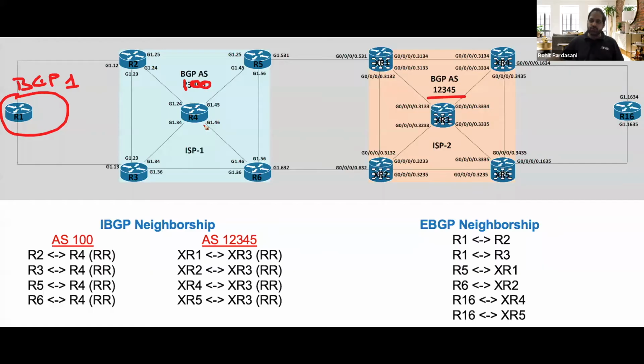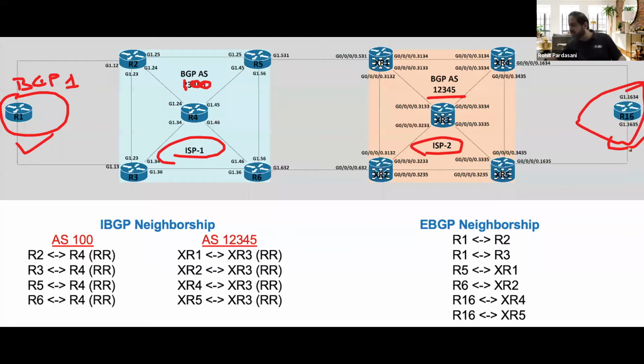These routers, 2, 3, 4, 5, 6, are basically representing ISP1. And then I have XR routers here. All of these routers are IOS XE, and I have 5 IOS XR, that's ISP2. And then I have one customer here, which is R16. This is BGP AS16. So I have BGP AS1, BGP AS100, and BGP AS12345.